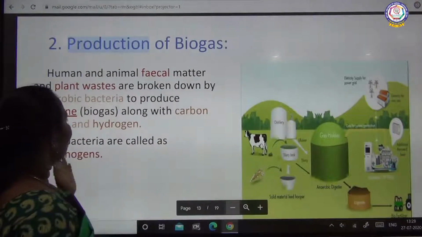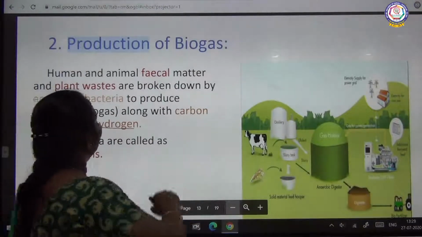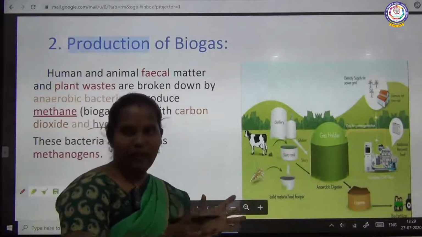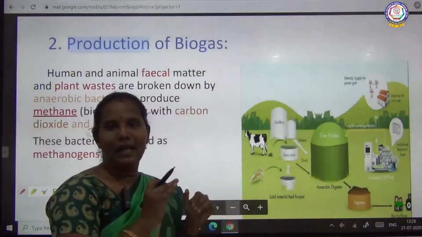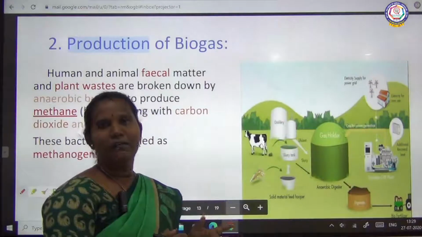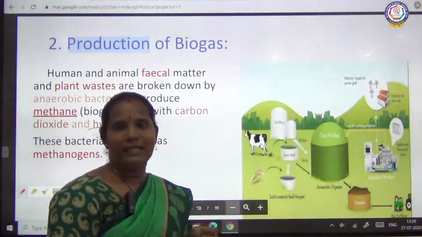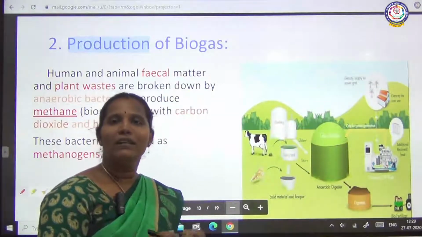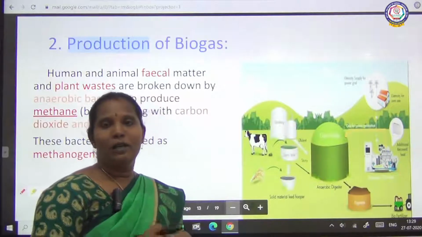Clear, children? See, the production of biogas process: they dug one well in the backside of the home or in the farm. They collected all the wastes: animal waste, human waste, household wastes, and plant wastes also.